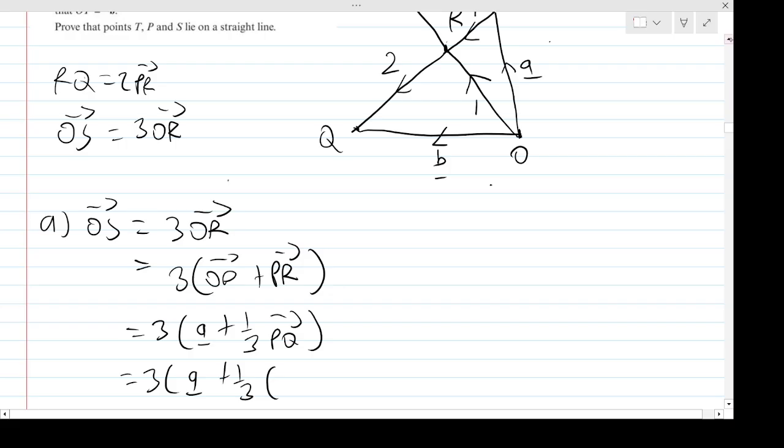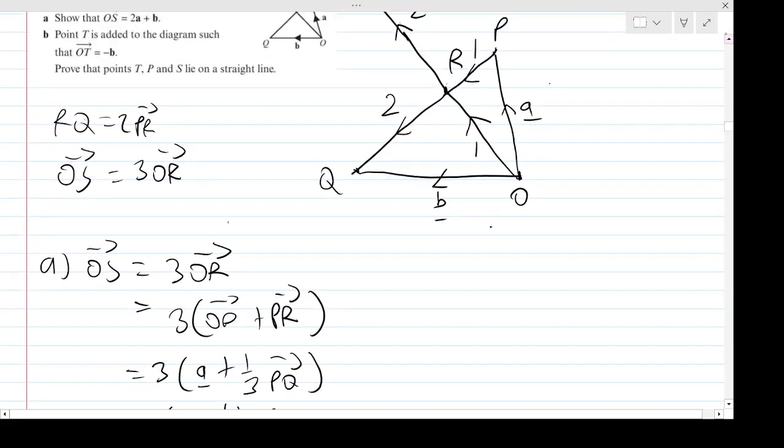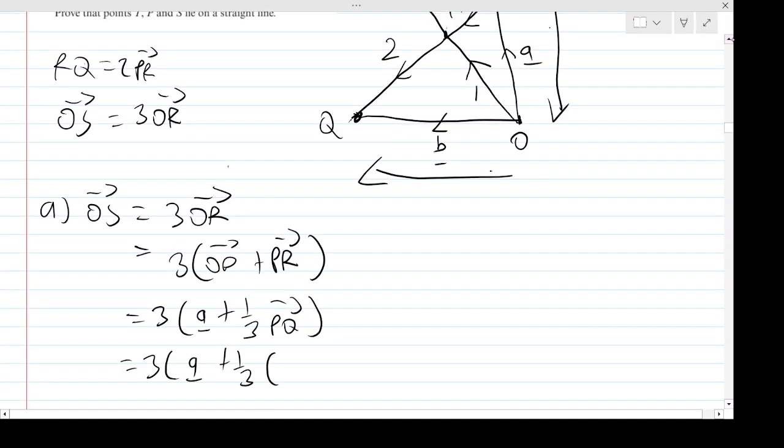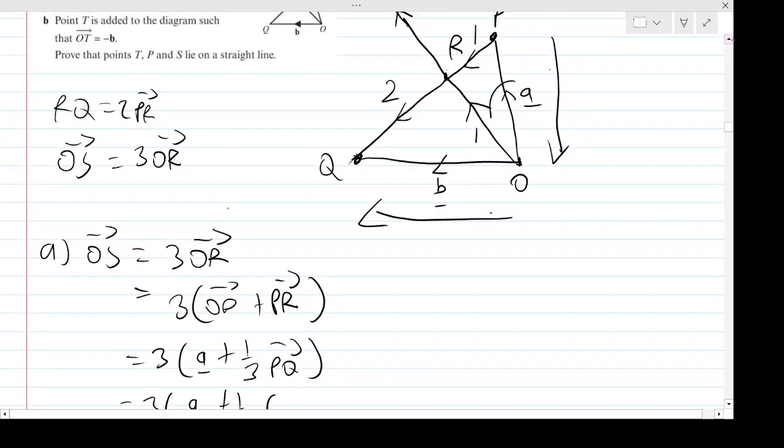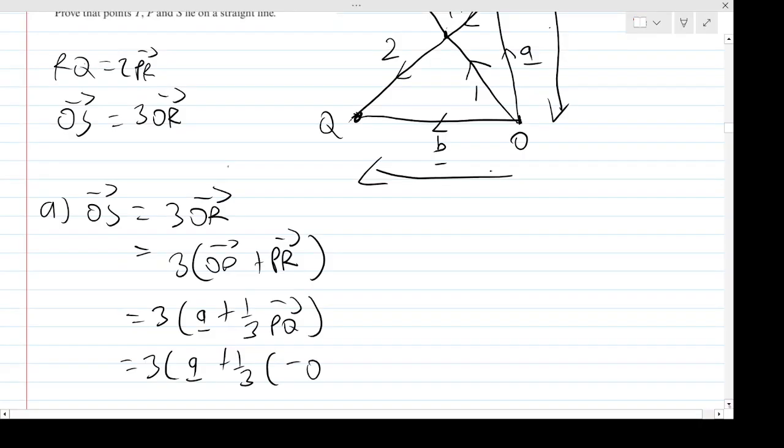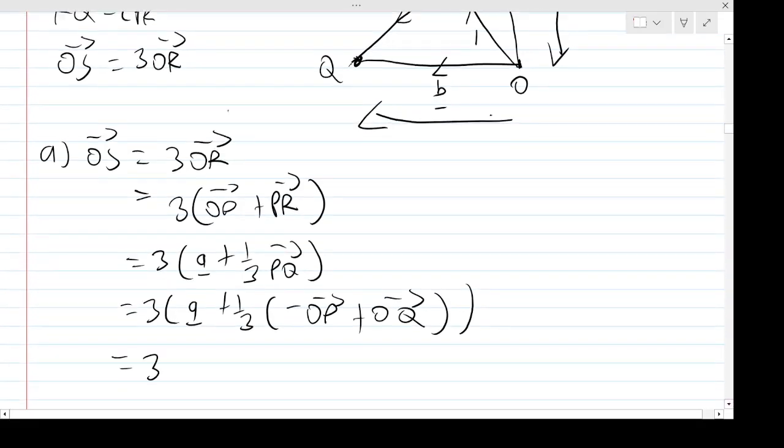Now for PQ, we need to find an expression for P to Q, that line there. If we want to go from P to Q, we can go from P to O, then O to Q. I have both of those vectors. I know O to P is A, but I want to go the other way, from P to O instead, so it's going to be the negative of OP, and then O to Q. Then I can work this out. So it's going to be 3 lots of A and a third, and then minus OP.